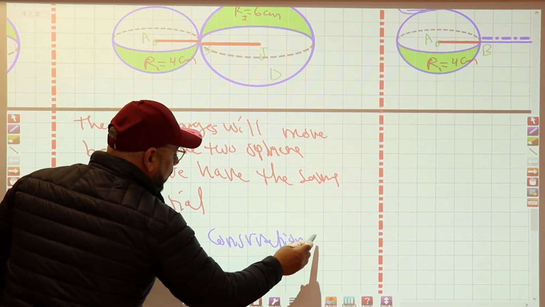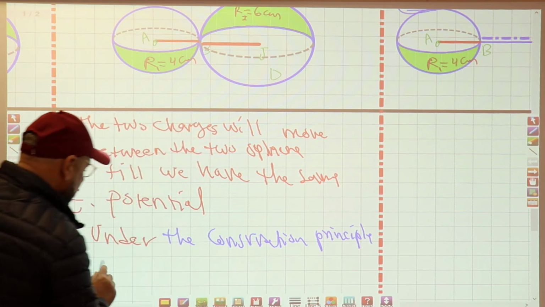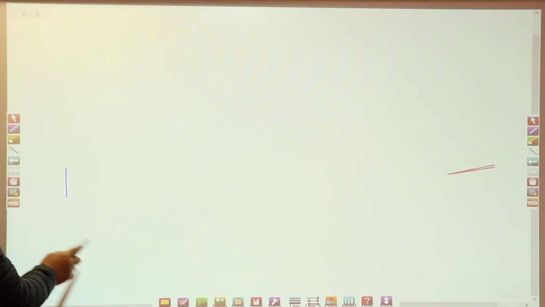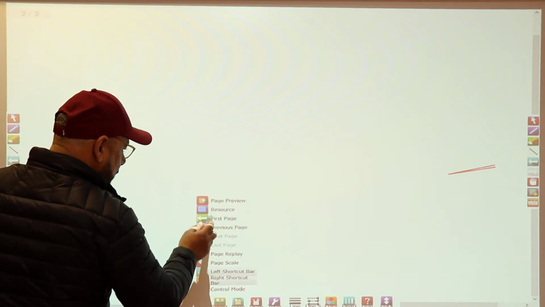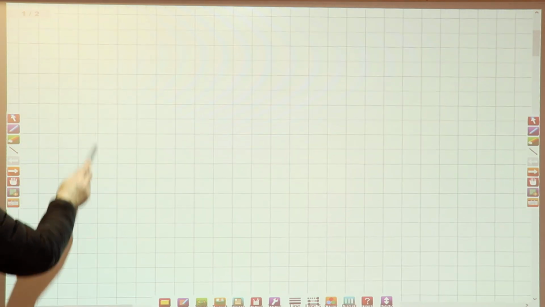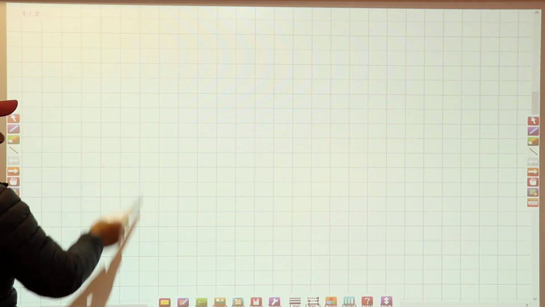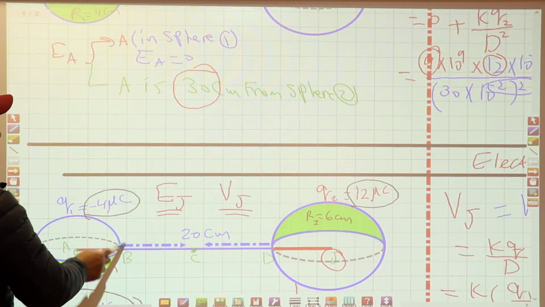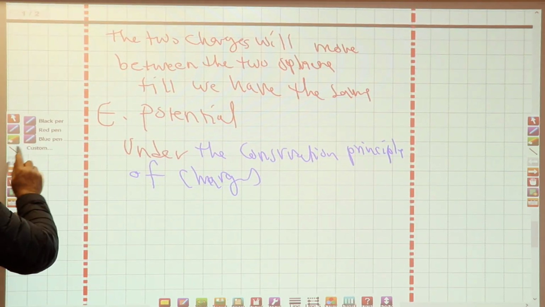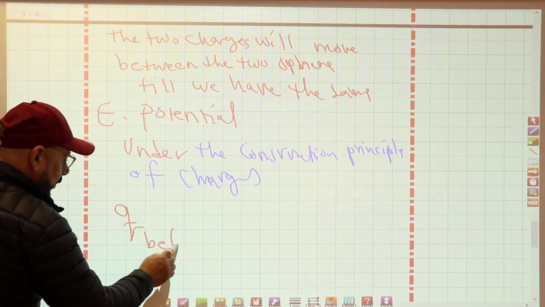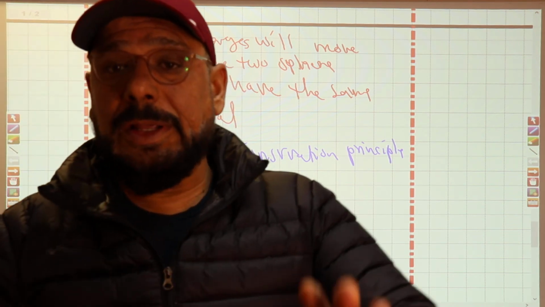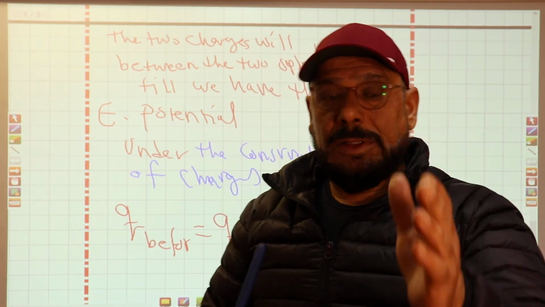Conservation principle of charges, which means Q before equals Q after. There is no loss in charge. The amount of charge before and after is going to be the same. What do I mean by this?